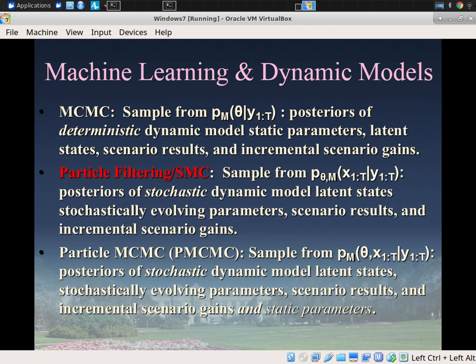Yes. Okay. With PMCMC. With PMCMC, not with particle filtering. Particle filtering is all assuming a value of theta. That's why I'm confusing myself.